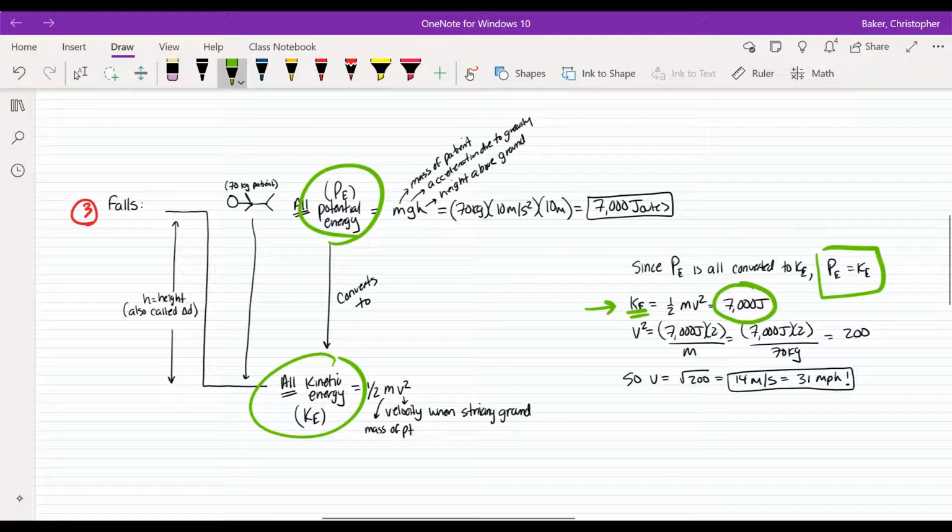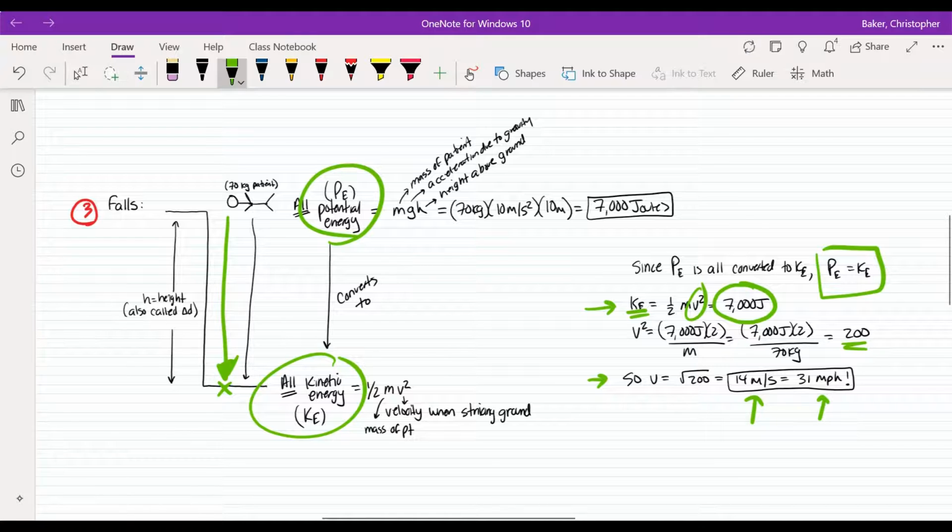Well, we work that out, and you get v squared is equal to 200. So the square root of 200 is v. That turns out to be 14 meters per second, which might not mean a whole lot to us. So if we convert that to miles per hour, it's 31 miles per hour. So that means that this guy fell about 30 feet, 3 stories, and when he hit the ground right here, he was traveling at about 31 miles per hour.